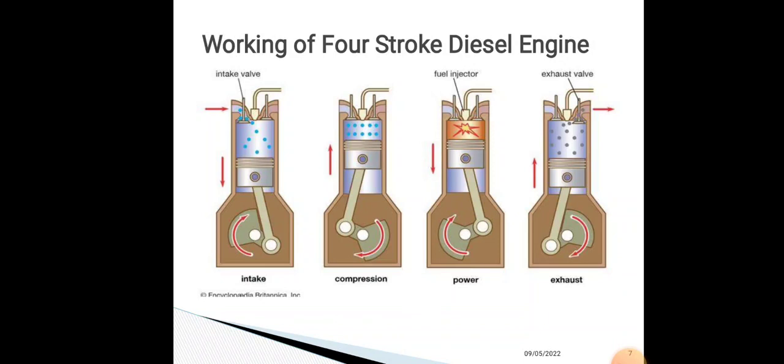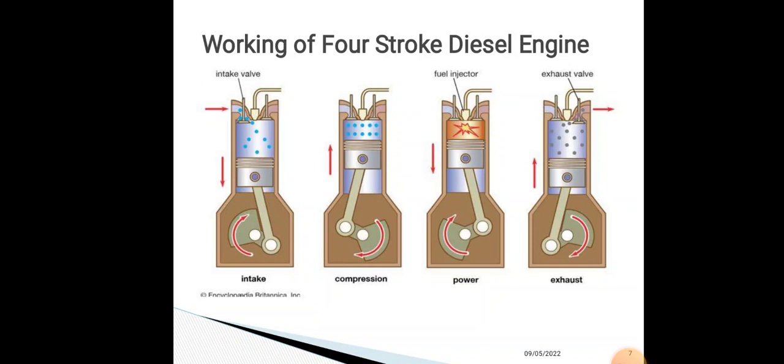In the CI engine, the high pressure fuel pump and injector are provided to inject the fuel into the combustion chamber. The carburetor and the ignition system necessary in the SI engine are not required in the CI engine. Then this is the basic of the 4-stroke CI engine.